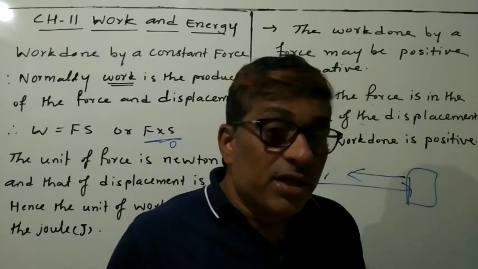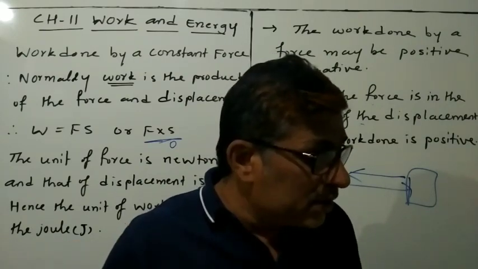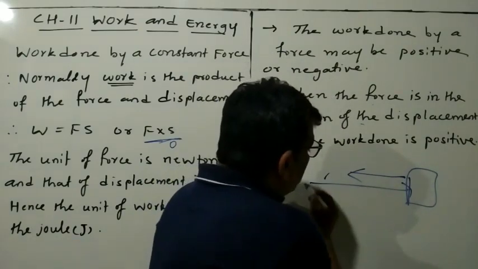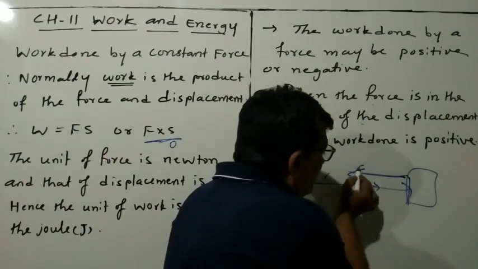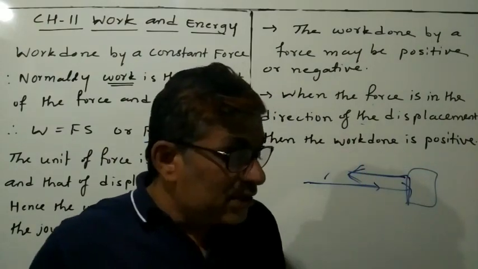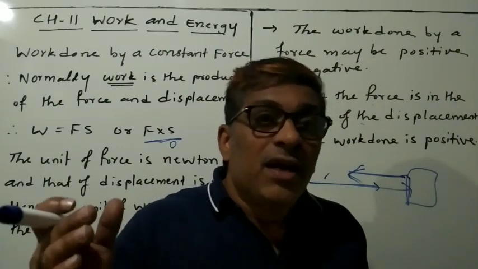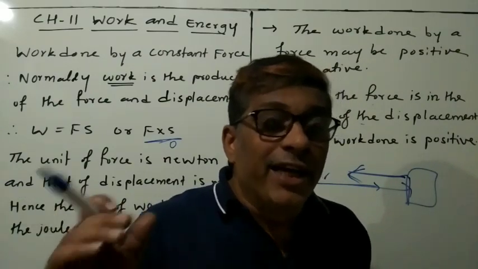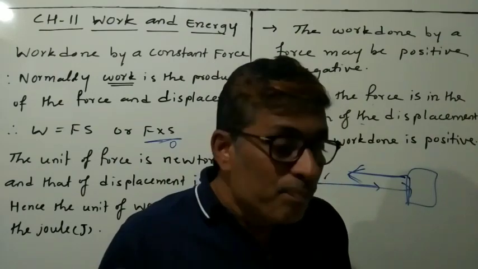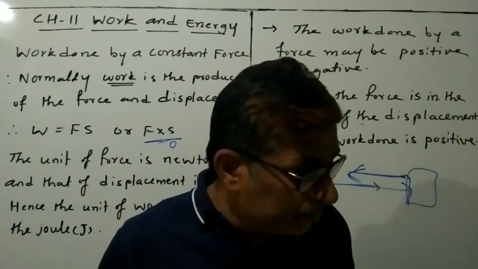In such a situation, the work done by this, as you see, it moves here, but it comes back. Such a case is retardation. So the work done by the force is F multiplied by negative S. So here you will get a negative result.